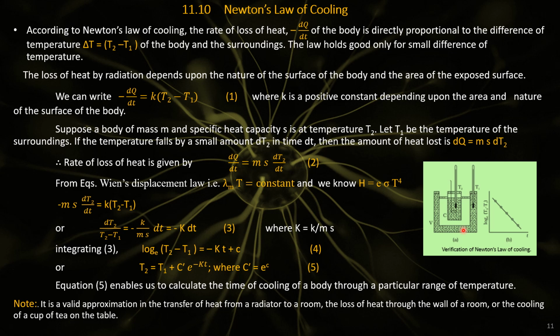The temperature of hot water in the calorimeter is noted after equal intervals of time, and a graph is plotted between log e (T2 minus T1) and time t, as shown in figure B. The nature of this graph is observed to be a straight line having a negative slope, as shown in the figure. And this proves the equation of Newton's law of cooling.